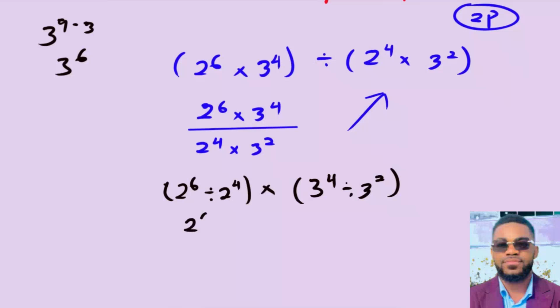We have 2 exponent 6 minus 4 times 3 exponent 4 minus 2. And I hope you're not confused, we are just subtracting the exponents. So you have 2 exponent 2 times 3 exponent 2. So that is how we can simplify this. That's the final answer. Let's move on to the next question.